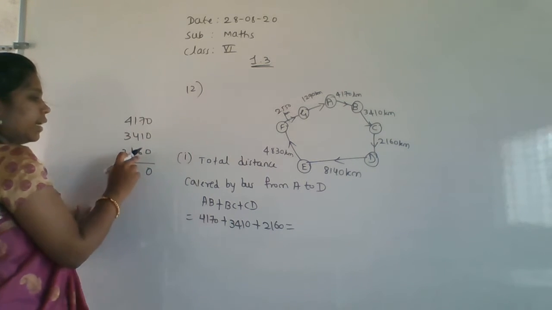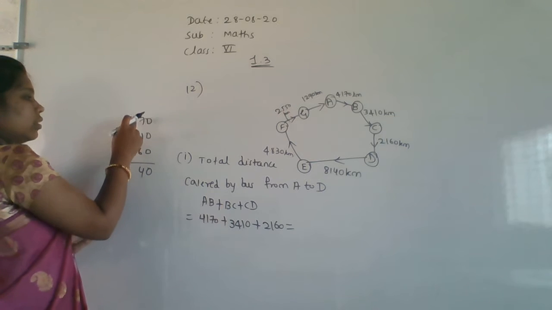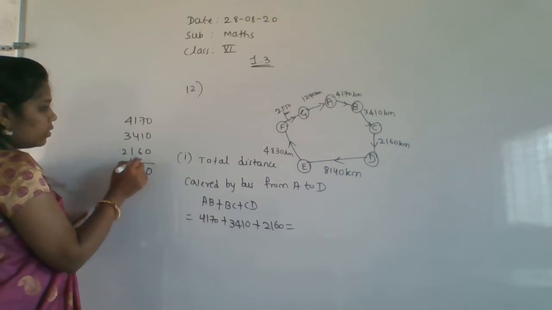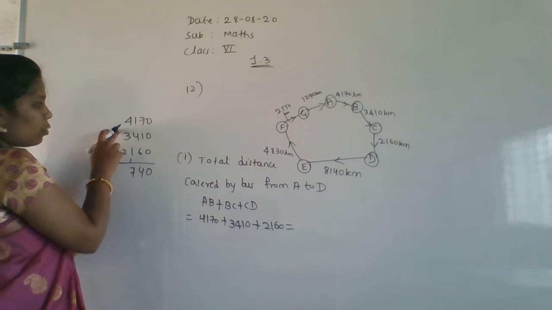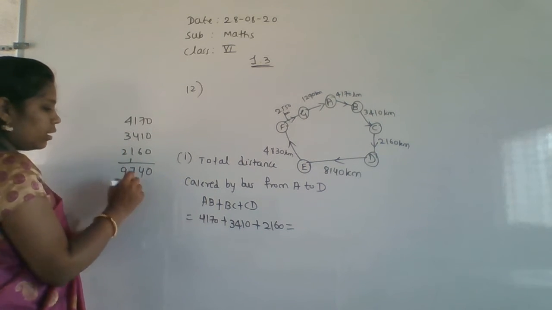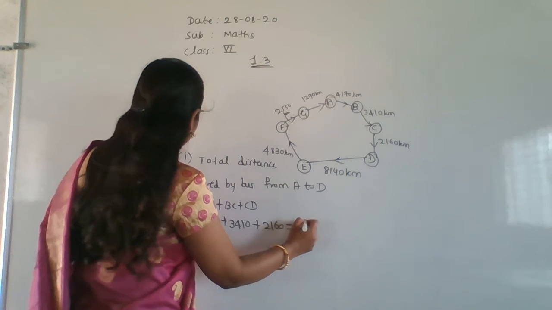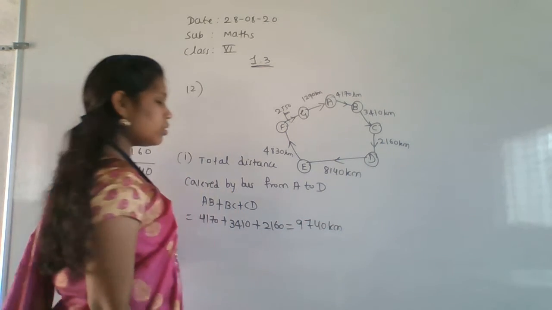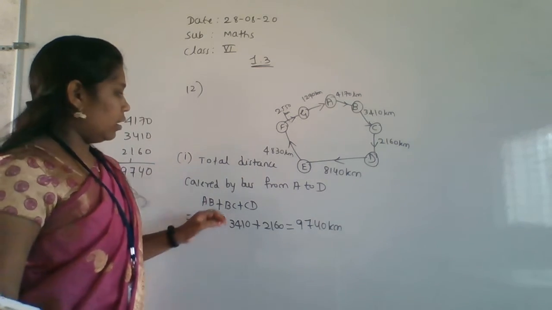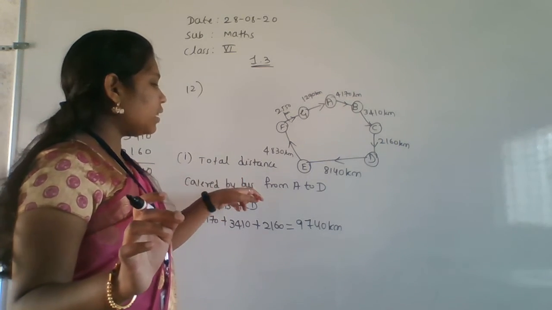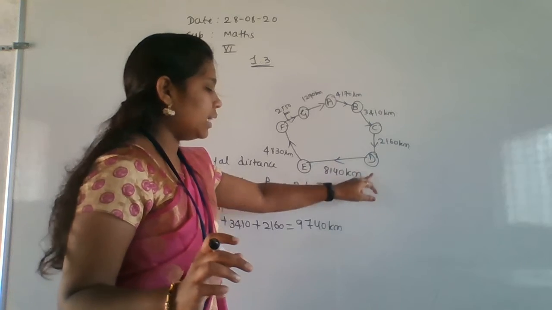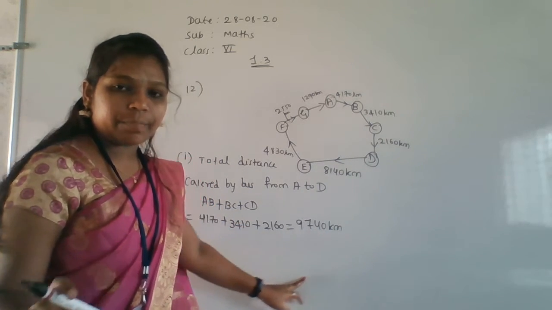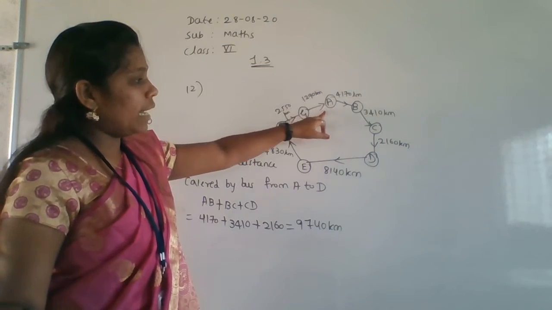7 plus 1 is 8, 8 plus 6 is 14, 4 plus 1 is 5, 5 plus 2 is 7, 4 plus 3 is 7, 7 plus 2 is 9. So total distance how much here? That is 9,740 kilometers. So the total distance covered by the bus from A to D is 9,740 kilometers. Getting everyone?